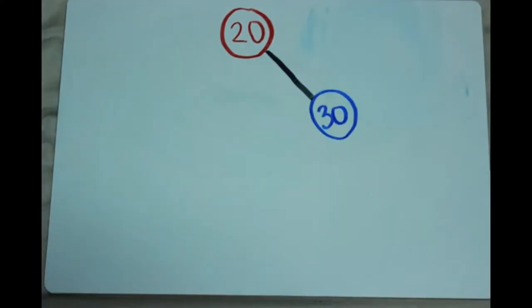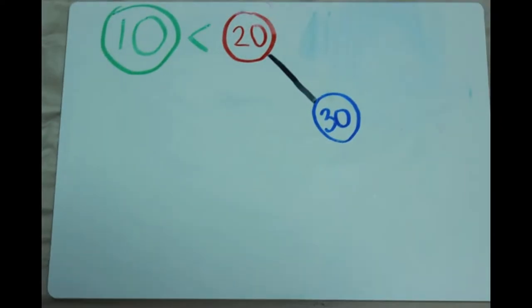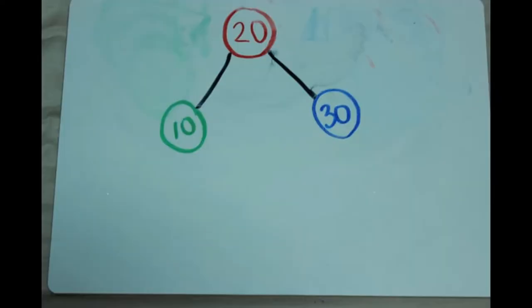Let's demonstrate it. Shown is a root with a value of 20. Let's insert a node with a value of 30. First, I will check if the value is greater than or less than the root. Since 30 is greater than 20, I will insert it in the right subtree. Now let's add a node with a value of 10. Let's check the root. Is 10 greater than or less than 20? Since it is less than, I'll insert it on the left subtree.